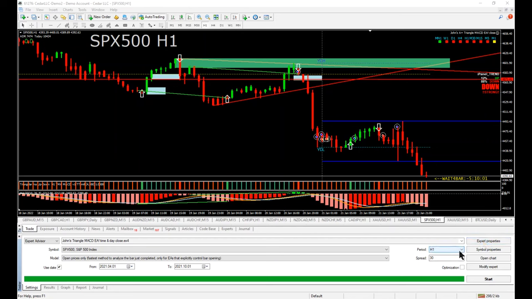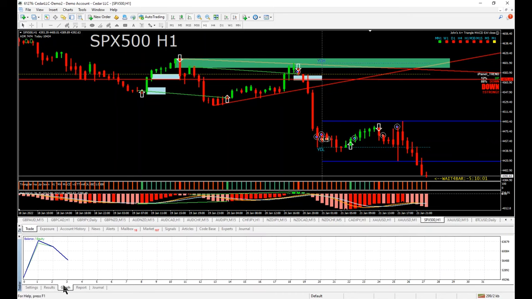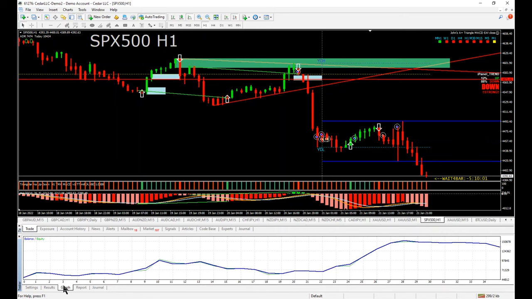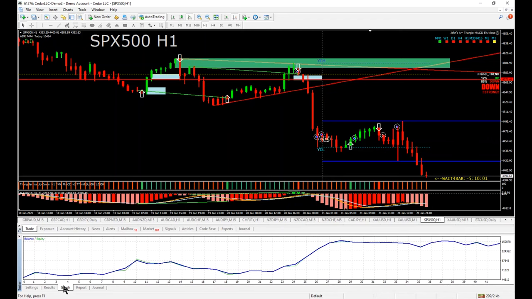Got it all ready, 1 hour chart. Let's go ahead and start it. Put the graph on. I believe this is going for about 6 months. Does pretty well. It went from 50,000 up to 150, so it made something around 95,000.